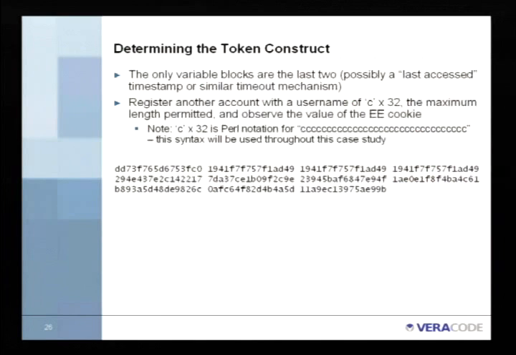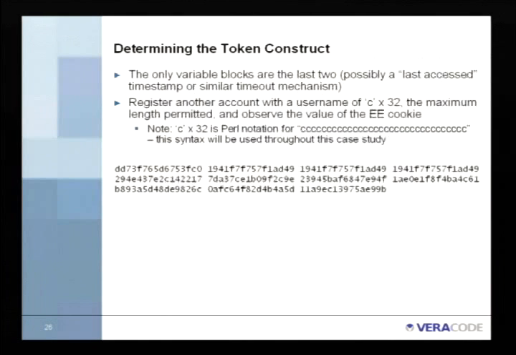So we want to figure out if we could actually affect the contents of this token and how it would be affected. So we registered another account in the application with a really long username, C times 32, which is just, if you don't know, the Perl notation for 32 Cs consecutively. I'll use that syntax a few times in this case study. So when we registered another account with that long username of Cs, you can see what the token is that we got back there.